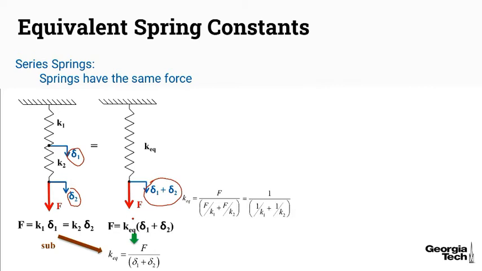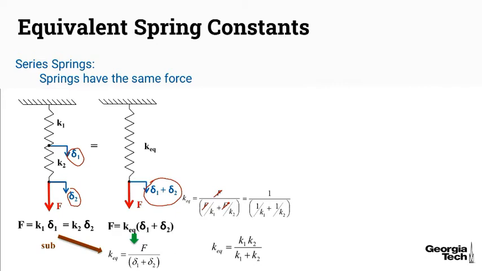I am then going to cancel out the F's, and so I just end up with 1 over the quantity 1 divided by K1 plus 1 divided by K2.